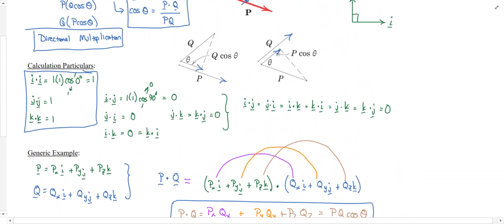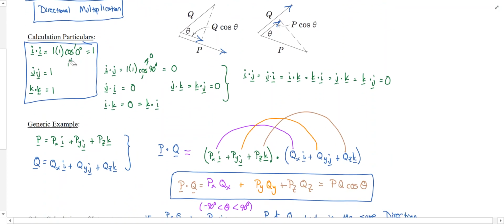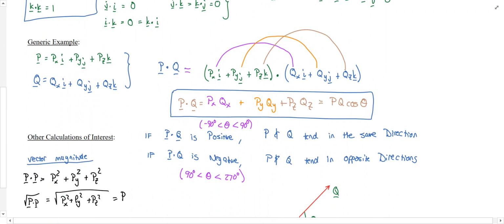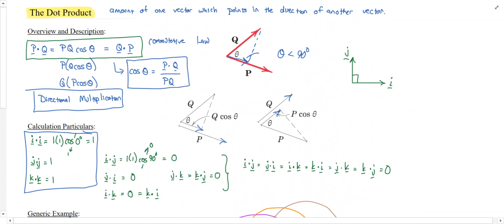All right, so distributive law, we did commutative law. I think that's sufficient for what you would encounter in this course. Showed you the calculation parameters, and that's it. All right, so that's the dot product. Very useful. You should definitely know how to do it. All right, stop there.